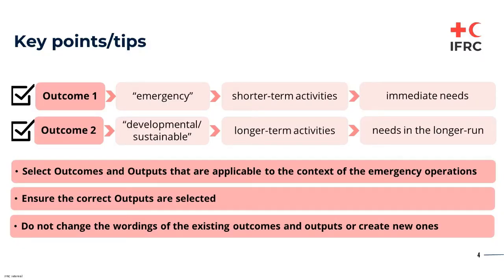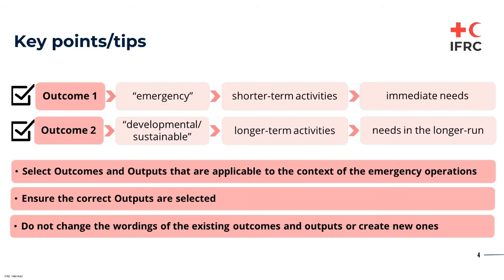Just to recap some of the key points that I have covered in the previous slide. Outcome 1 is selected when you're planning shorter-term emergency WASH activities that fulfills immediate WASH needs, while Outcome 2 is selected when you're planning longer-term WASH activities that are more sustainable, that fulfills WASH needs in the longer run. If you are doing both short and long-term activities, then you will need to select both outcomes and the relevant outputs. Not all outputs will be applicable to the emergency operation.